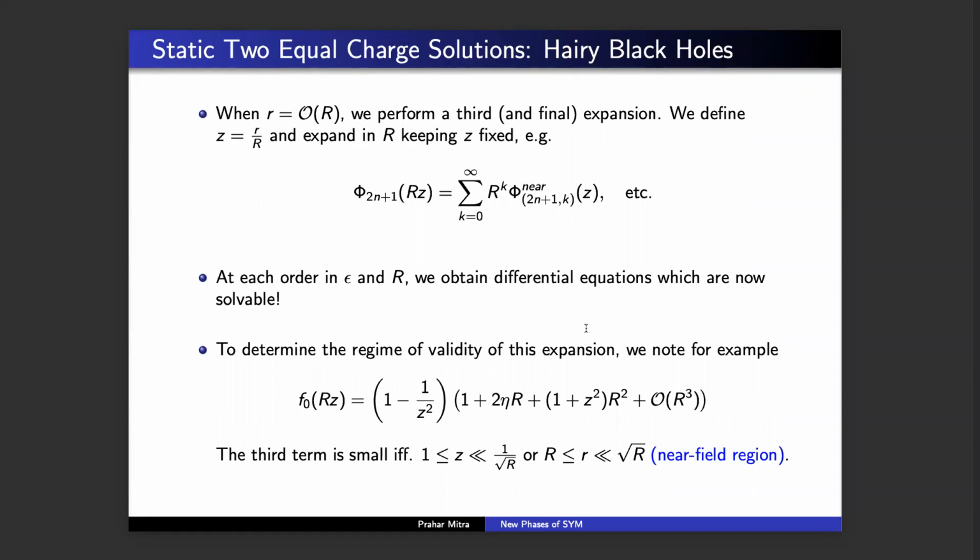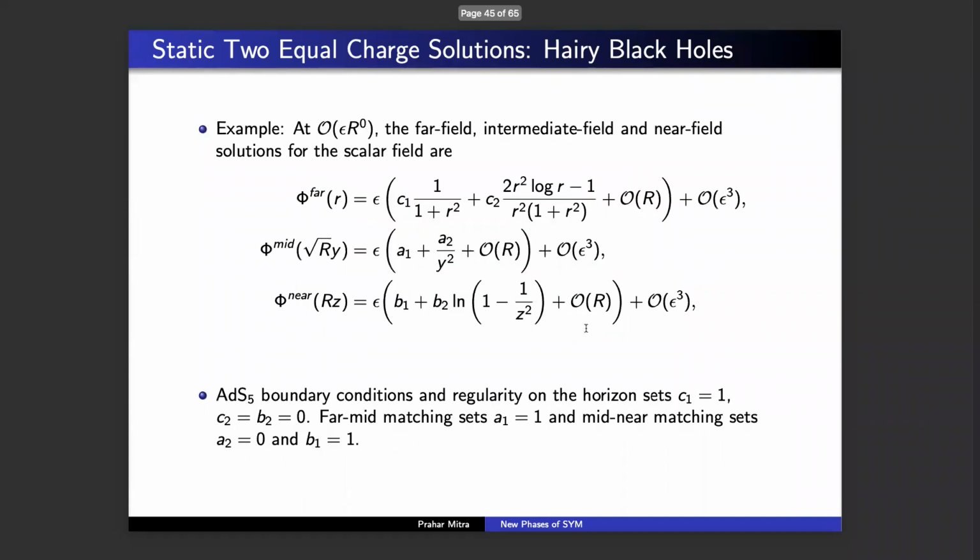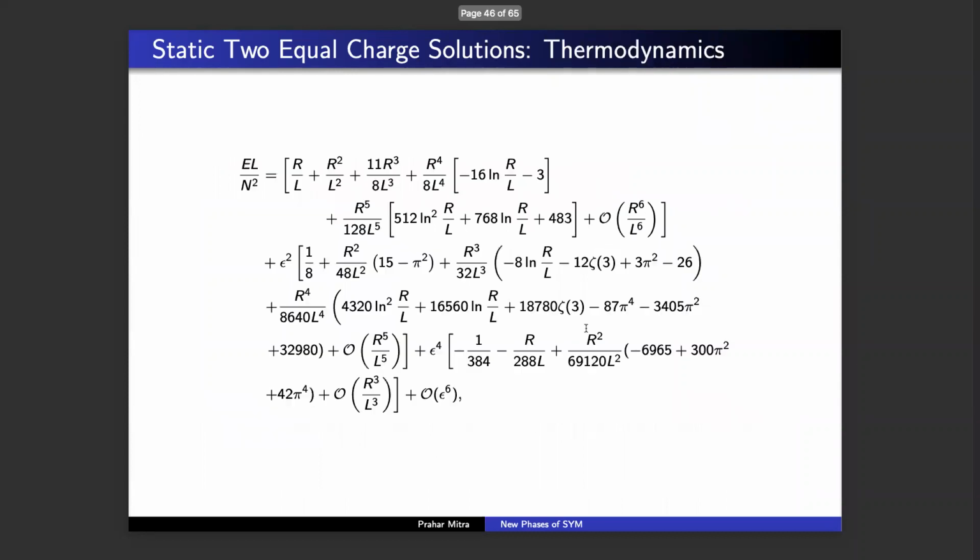Okay. Anyway, the idea is simply this. You construct these three independent solutions. The solution in the far region has some integration constants fixed by AdS boundary conditions, and the other ones are fixed by matching to the mid solution. The mid solution is similarly fixed by matching to the far solution and the near solution. And then the near solution is fixed by matching to the mid solution and by the horizon boundary conditions. You can just do all of them, and here I was going to give you an example, but in lieu of time, let me skip this.